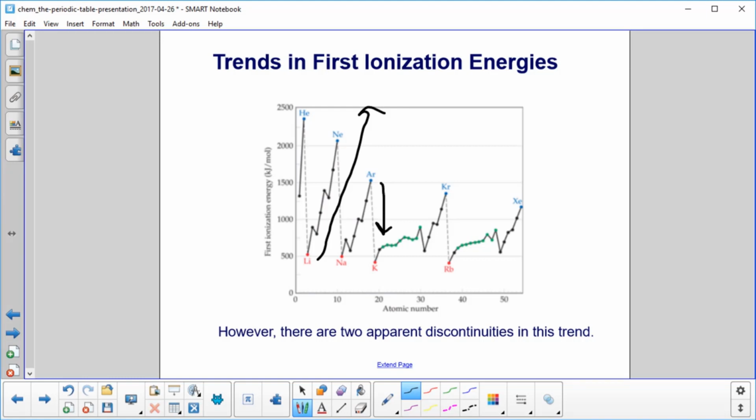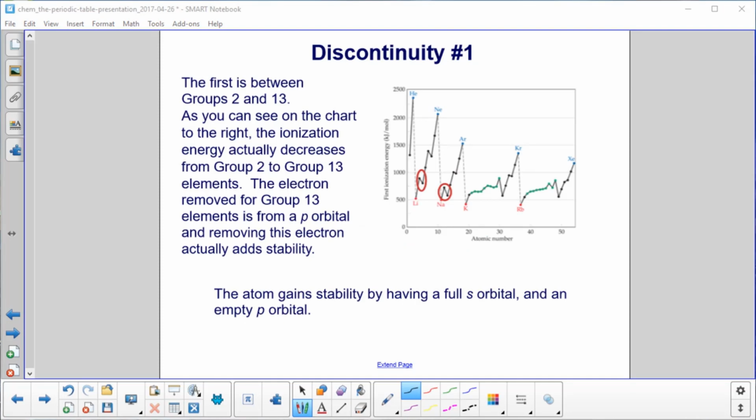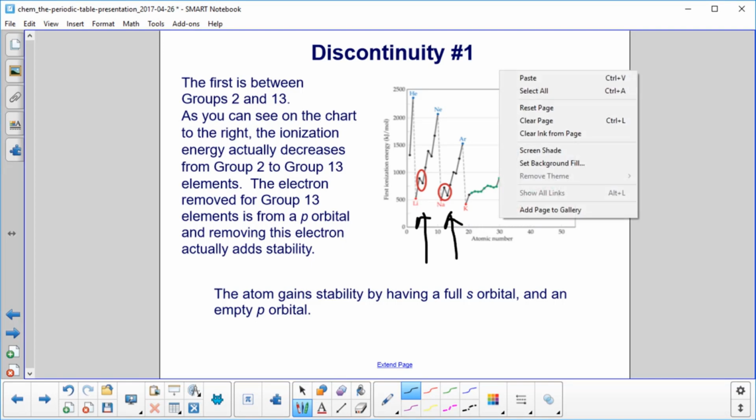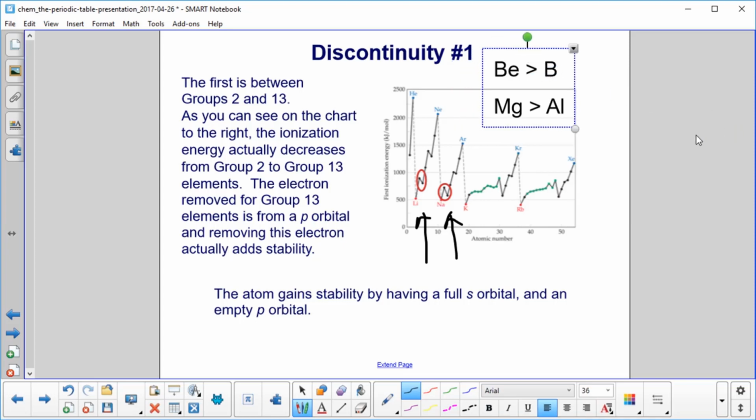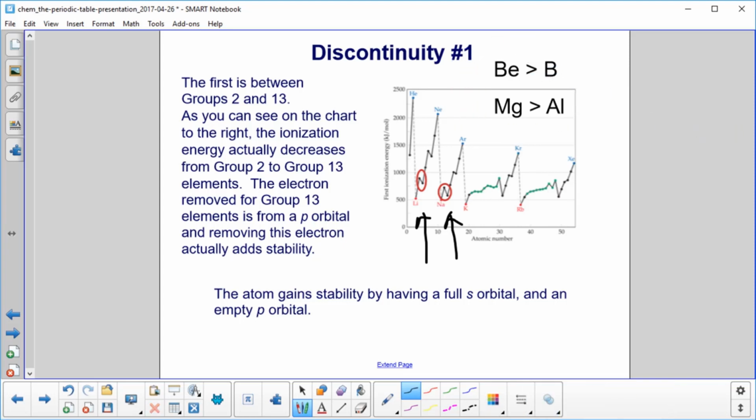However, life and chemistry and physics are never that simple. And there are 2 apparent discontinuities in this trend. Can you see them? Let me first erase the arrow so you can get a better look. So take a look and see if you can find where this is problematic. The first discontinuity is between groups 2 and 13. You can see it on the chart to the right, and let's highlight that for you. There's one discontinuity and there's the other one. We have beryllium and boron and magnesium and aluminum.